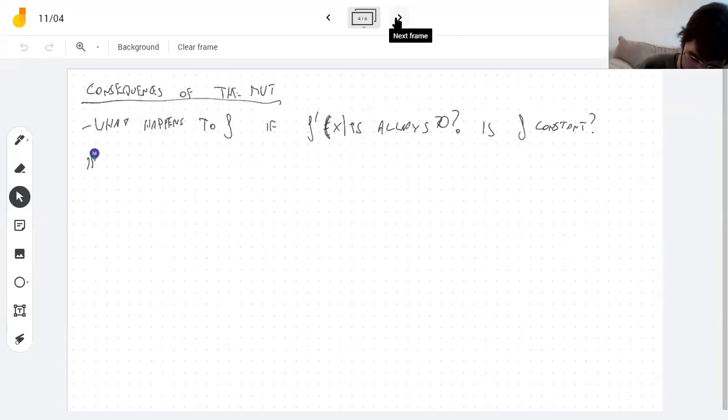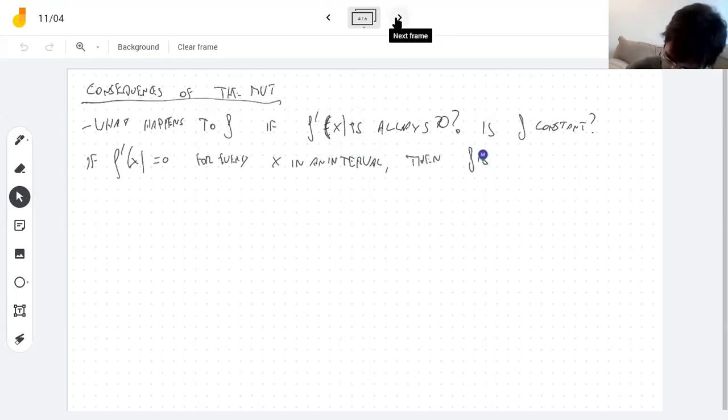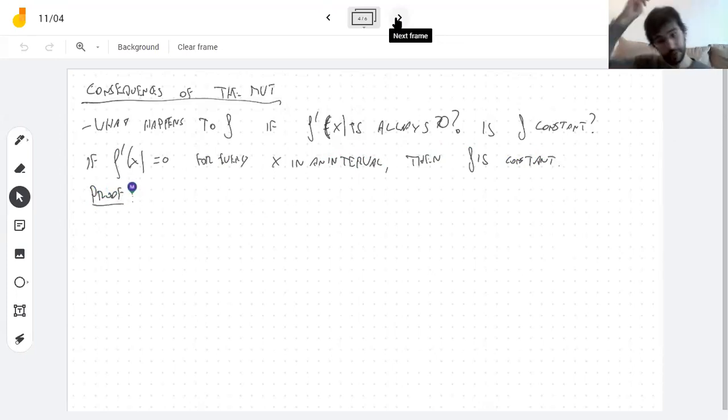So if f prime of x equals zero for every x in an interval, then f is constant. And we can prove this using the mean value theorem. How this goes is we say, imagine it wasn't constant, then we use the mean value theorem, and then we reach a contradiction, something that makes no sense, which means that we must have started with something that was wrong.